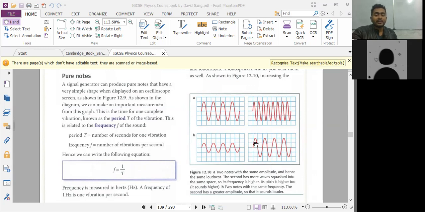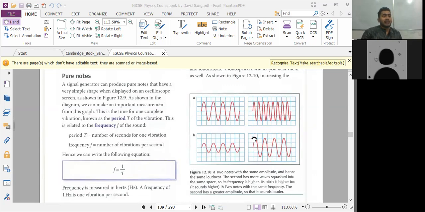So for B, amplitude is more. How did we understand? From equilibrium, on the left side graph it goes only one small square, and for the right side graph it goes for two small squares, which says that it has more amplitude. So amplitude is linked with the loudness, right?